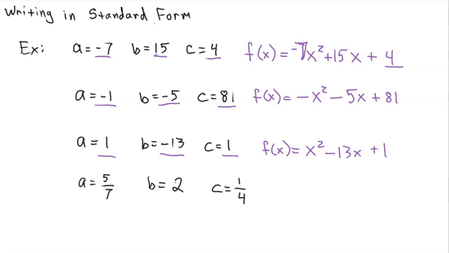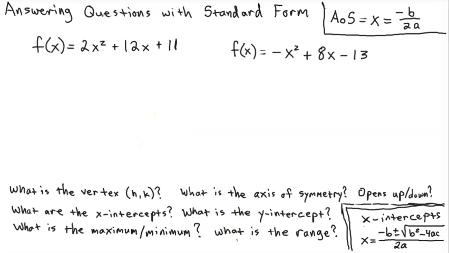Okay. And then the last one here has some fractions in it, and that's okay. They're just numbers. Okay. A is 5/7, so we'll write 5 over 7 x squared. Okay. B is positive 2, so we'll put plus 2x. And then C is positive 1/4, so we'll put plus 1/4. And that's okay to have fractions. I know you don't like it. I don't like it either, but it's okay to have fractions in standard form. Okay, the last thing that we're going to do here is we are going to try and answer some questions given standard form.